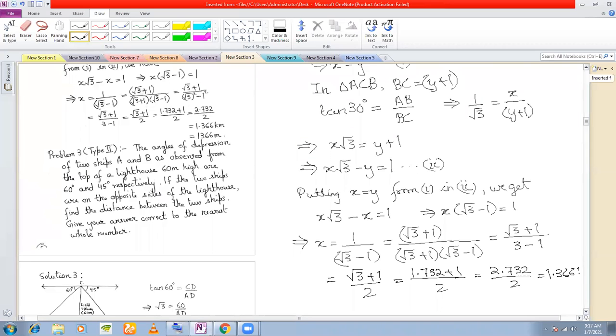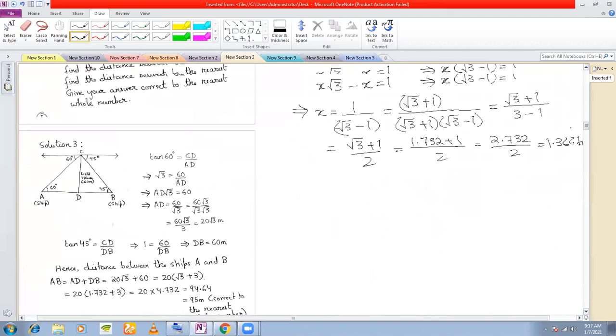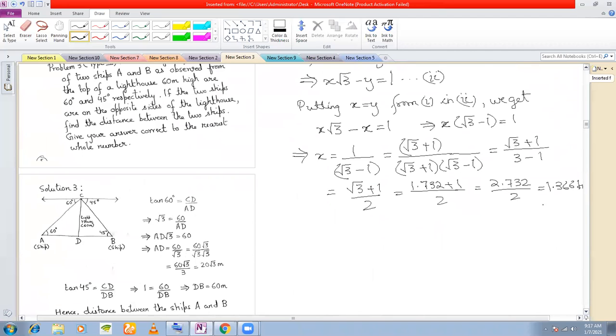So this is 1.366 kilometers. And have they given you till what decimal place to write the answer? No. So 1.366, and if it is given, you can round it off to two decimal places. You can write this as 1.37 kilometers, rounded off to two decimal places. Since nothing is given, 1.366 should be your answer.